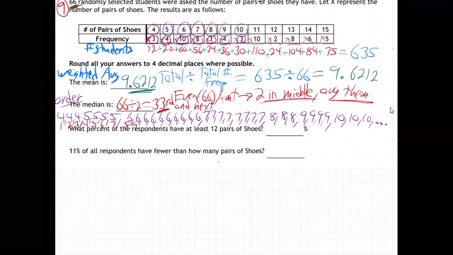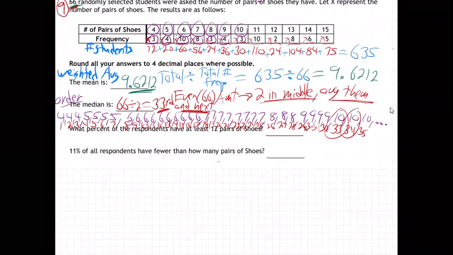7, 8, 9, 10, 11, 12, 13, 14, 15, 16, 17, 18, 19, 20, 21, 22, 23, 24, 25, 26, number 27, 28, 29, 30, 31, 32, 33, 34, 35. So there's the 33rd number and the next one, which is another 10.